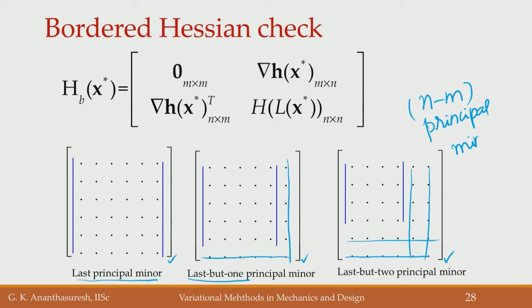These principal minors should have the sign minus 1 raised to m, where m is the number of equalities and active inequalities. That is how we check, a very simple check. If you have, let us say, 10 variables and 6 constraints, so n equal to 10, m equal to 6, you have 4 determinants to evaluate of the bordered Hessian, which is constructed with zeros here, the gradient of the equalities and active inequalities, its transpose, and the Hessian of the Lagrangian. All this put together forms an m plus n by m plus n matrix. If you have 10 for n and 6 for m, you will have a 16 by 16 matrix, and you take the last n minus m, the last 4 principal minors, and say that they all have sign minus 1 raised to m.